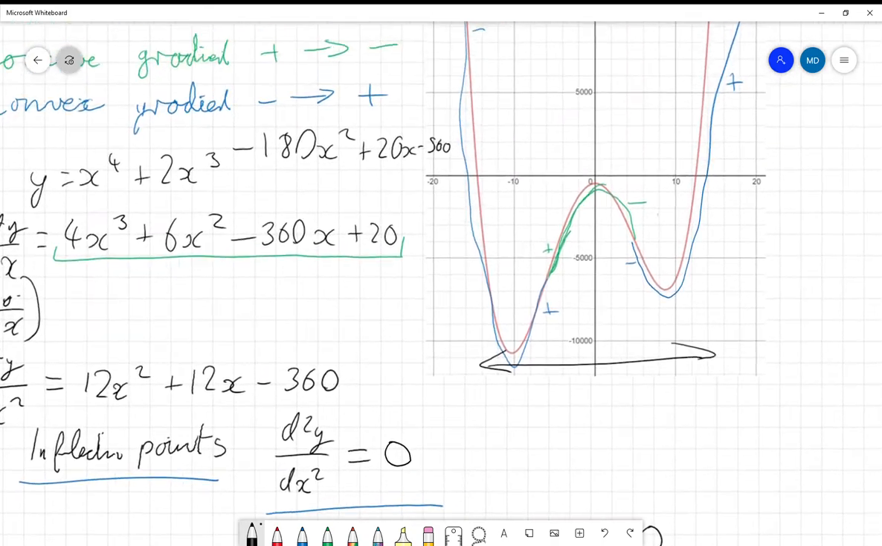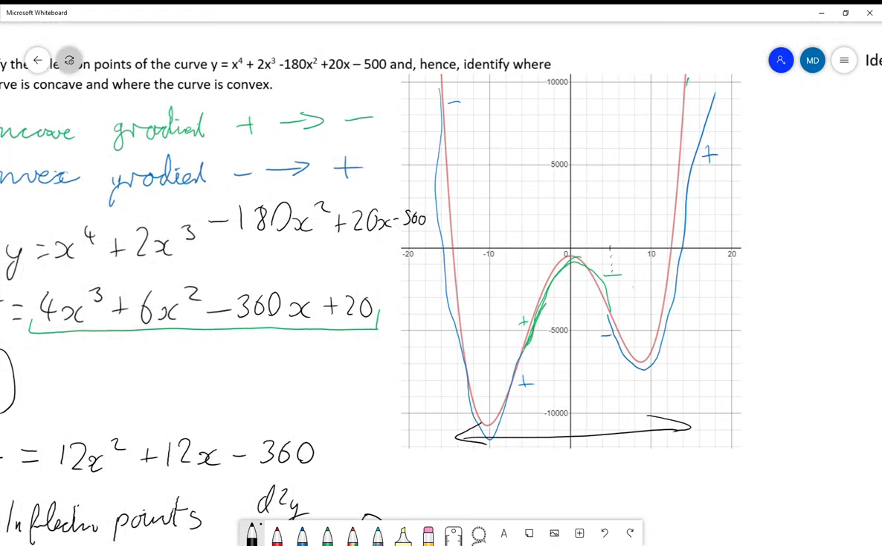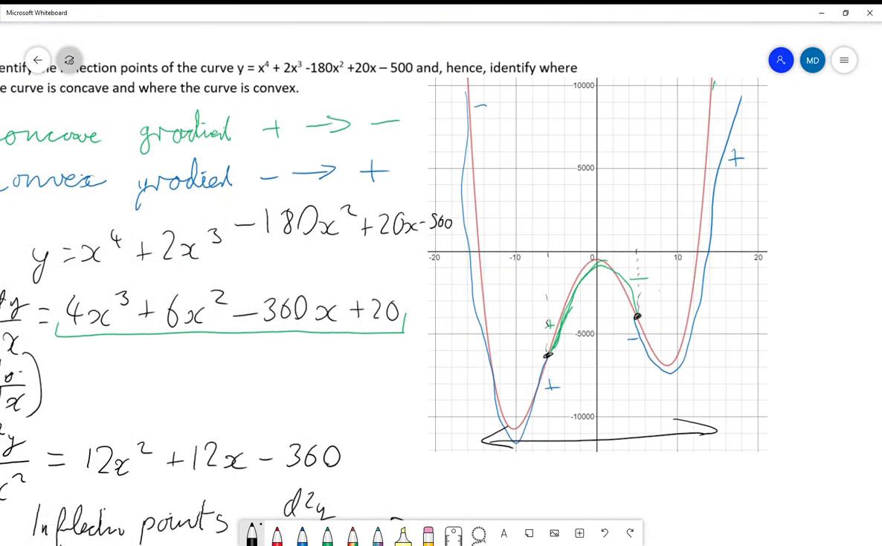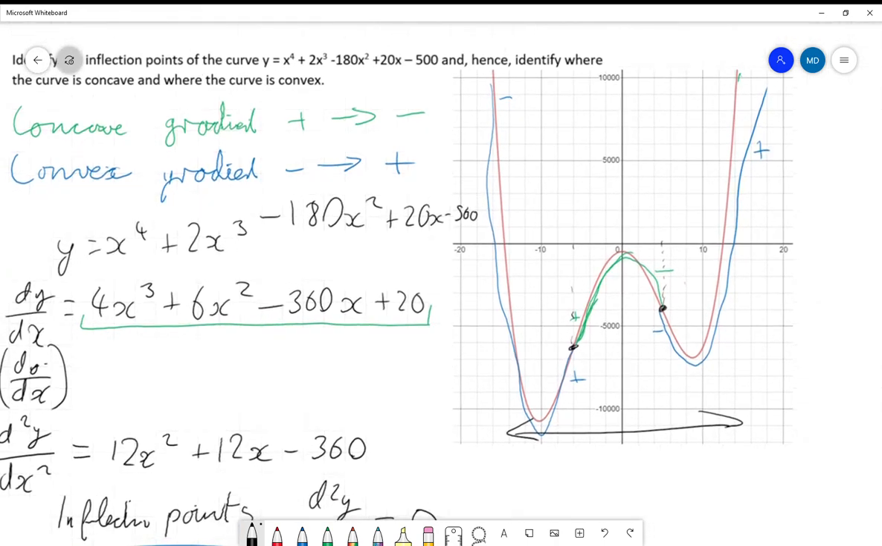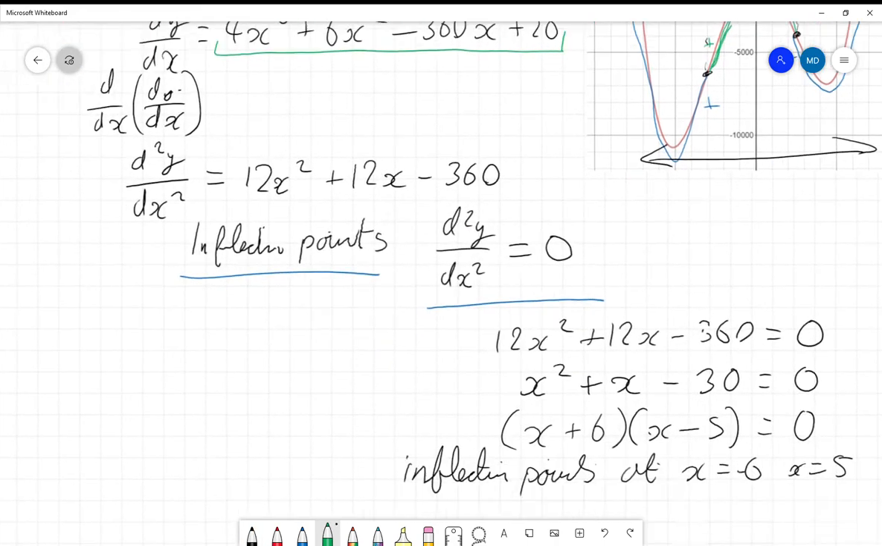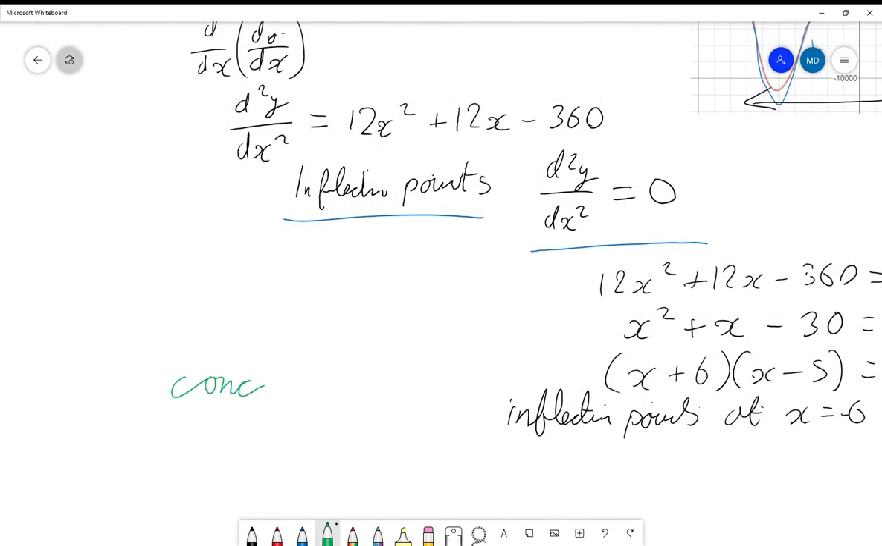And if we look on our graph, that does in fact make sense. If we can see here, the concave was ending at x equals 5, and it was beginning at x equals minus 6 here. And so that is our concave and convex. Now, we can identify quite quickly where it is concave and convex. So it is concave for x less than 5 and greater than minus 6, and it is convex when x is less than minus 6 or x is greater than 5.